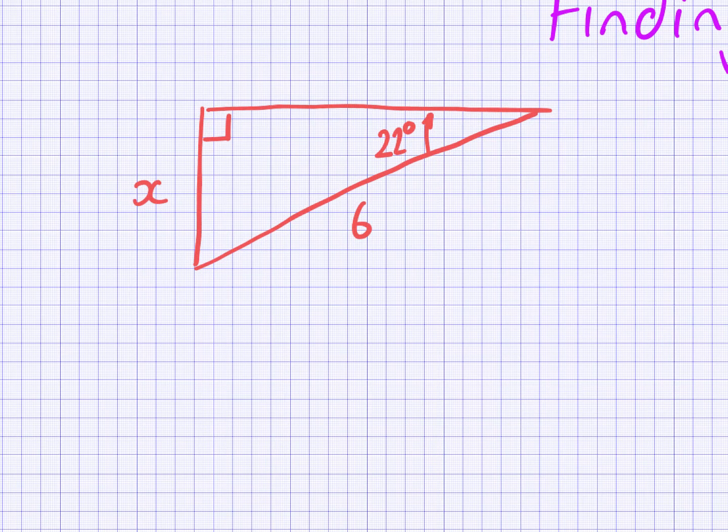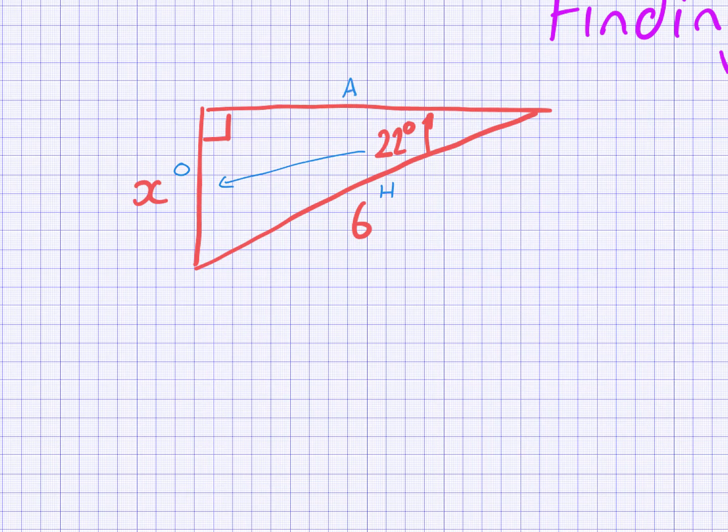Now, as always, we have a triangle. It's a right-angled triangle. We know because of the right angle there, the hypotenuse is opposite, so it's 6. The angle we know is 22 degrees, and the x is the one we're trying to find. So let's have a look. First of all, we're going to label the sides. So we have hypotenuse here. We have opposite, because it's opposite the angle, and adjacent is next to the angle.